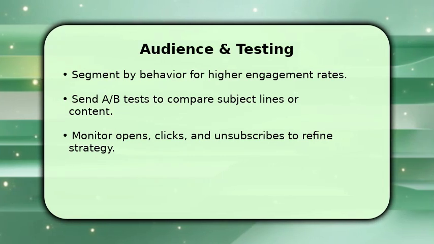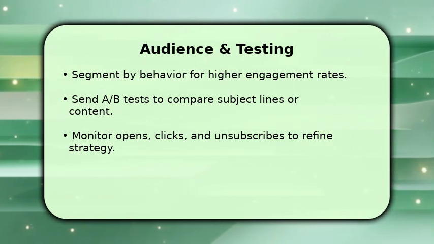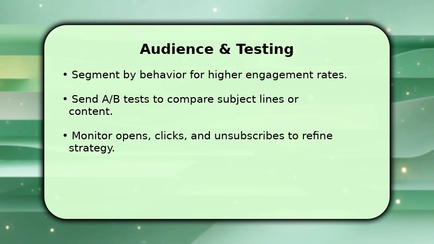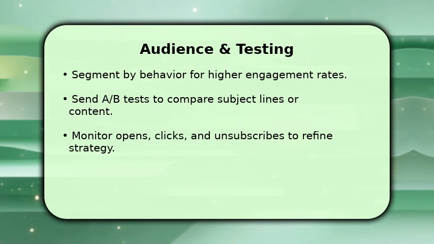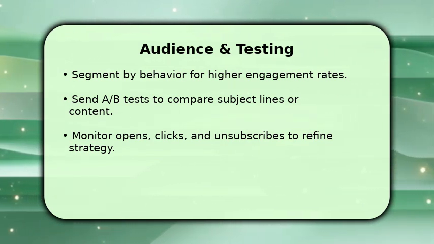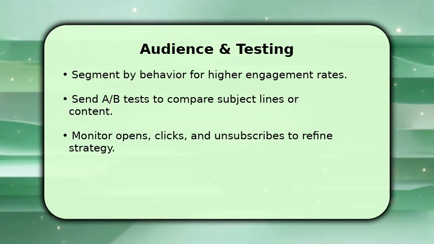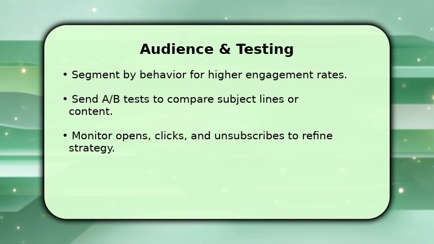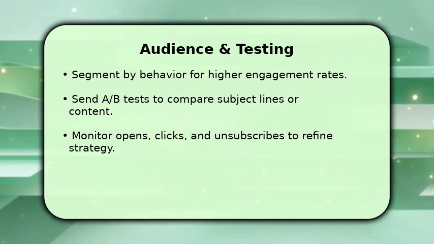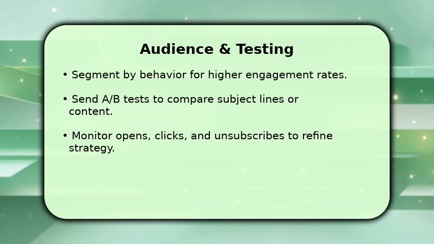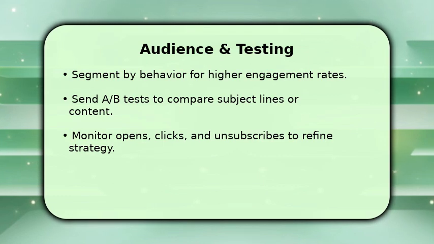Segment your audience into focused groups to send more relevant content and improve metrics. Run A/B tests on subject lines, sender names, or content blocks to learn what resonates. Review open and click rates, then iterate on frequency and messaging based on real results. Use automation for welcome and re-engagement flows, and always remove inactive subscribers to keep your list healthy and deliverability strong.